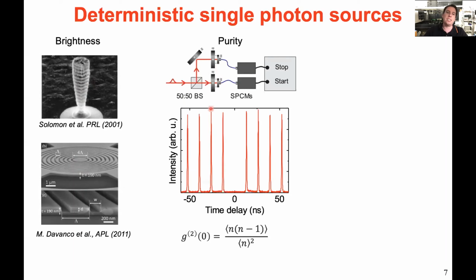And this is related, it can be quantified via the measured degree of second-order coherence, g²(0), which is measured by detecting a single photon at two places in space at the same time. So here, the time delay of 0 tells you that two photons from a good single photon source cannot be detected at the same time because the source is pure.